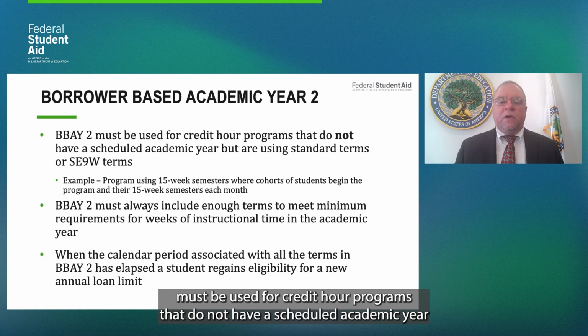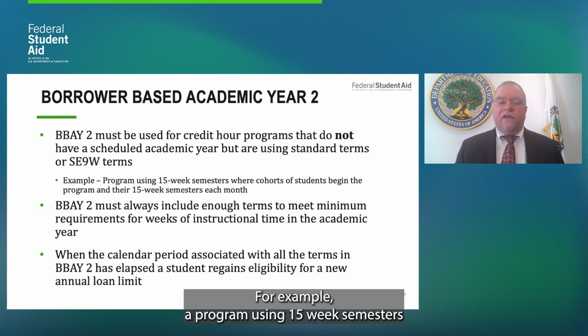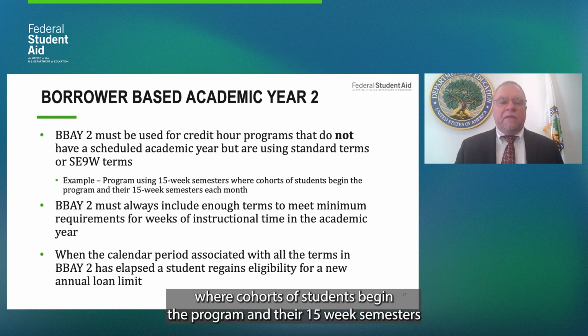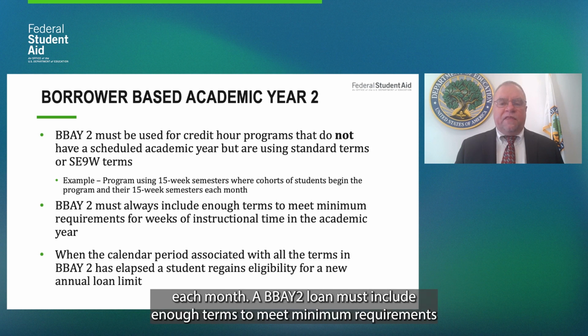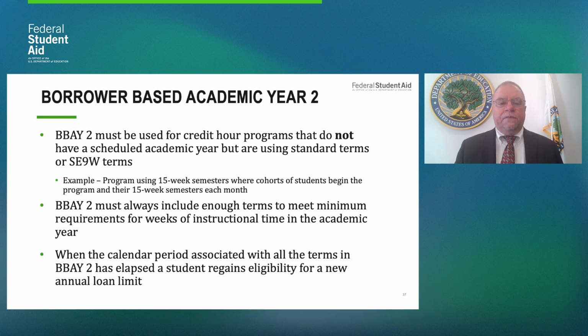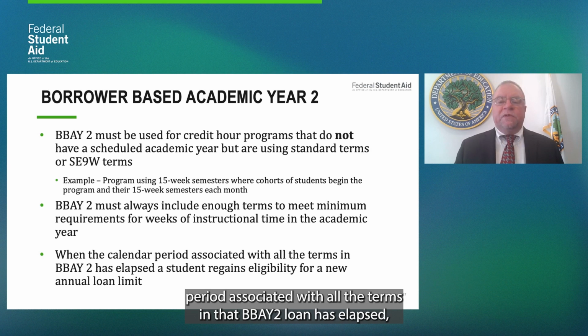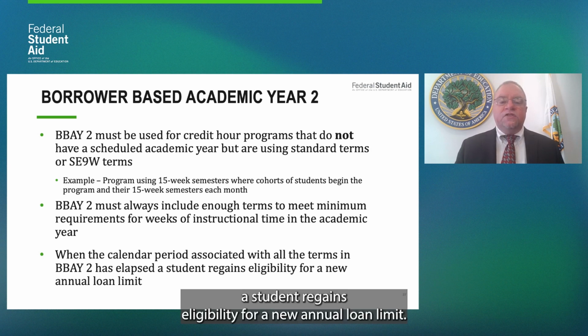BBAY2 must be used for credit hour programs that do not have a scheduled academic year, but are using standard terms or SE9W terms, for example, a program using 15-week semesters, where cohorts of students begin the program and their 15-week semesters each month. A BBAY2 loan must include enough terms to meet minimum requirements for weeks of instructional time in the academic year. A major difference between BBAY2 and BBAY3 is that when the calendar period associated with all the terms in a BBAY2 loan has elapsed, a student regains eligibility for a new annual loan limit.